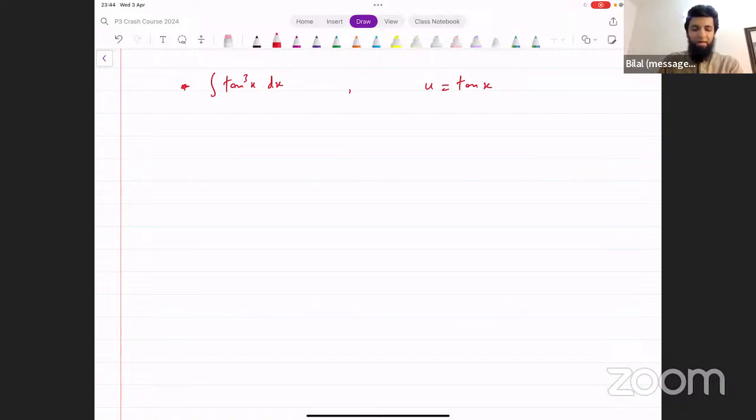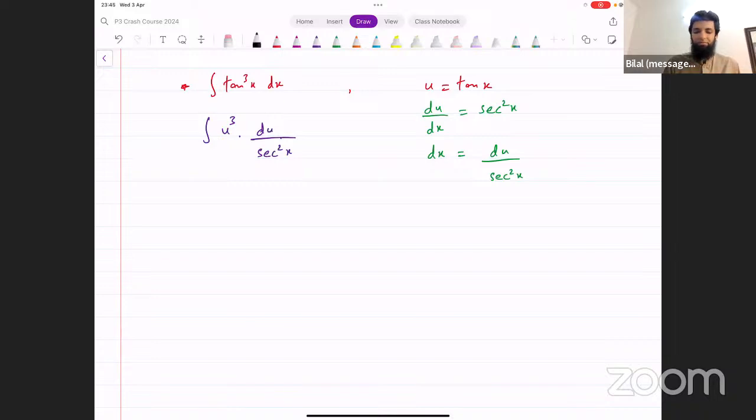Now, in this case, we already have tan x here. So if we just put this substitution there directly, we can do that. So this becomes integral of u cubed then. What about dx? We have to find the derivative of that. du over dx. What's that? That's secant square x. Derivative of tan is secant square. Now you make dx the subject. And that gives you du over secant square x. So you have u cubed into du over secant square x when you do that substitution. This is what you end up getting.